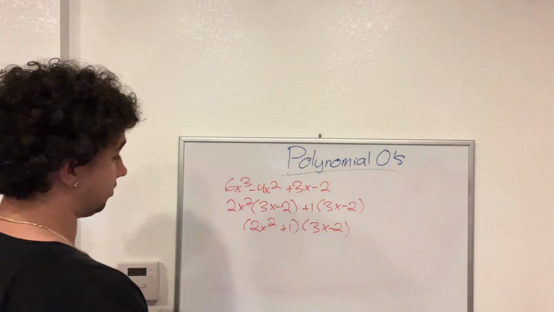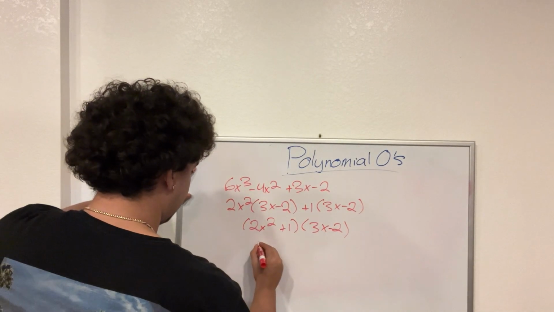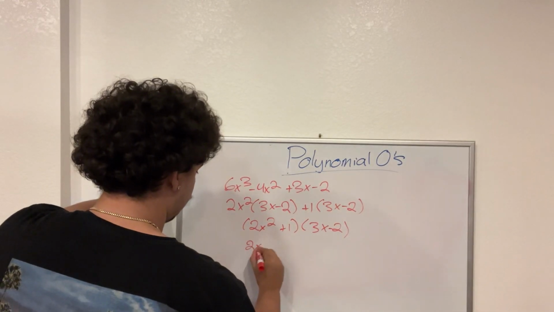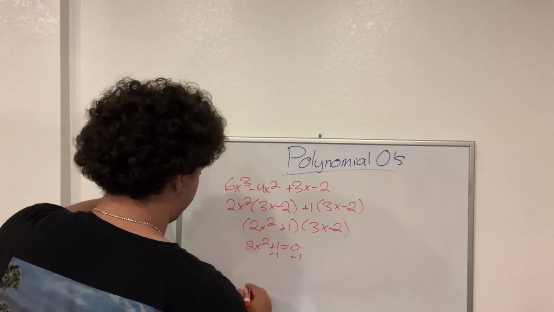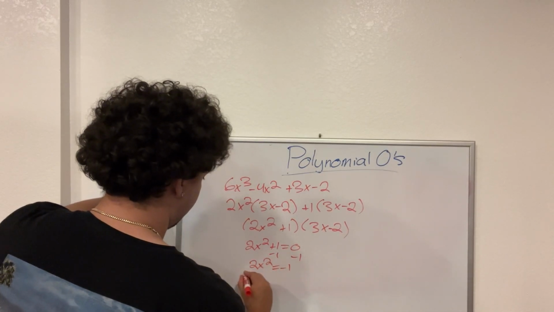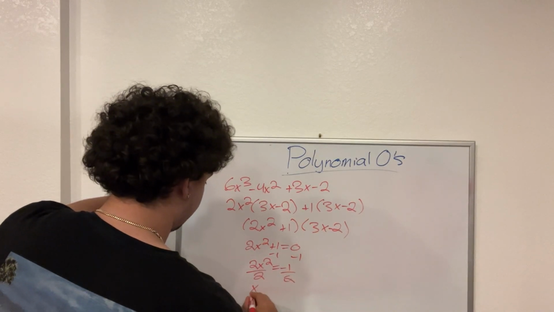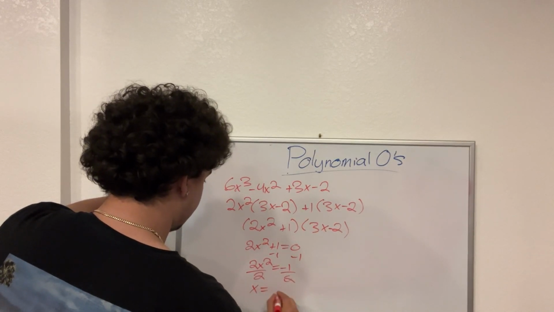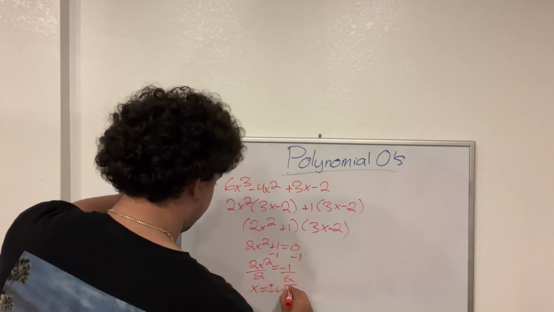So what I'm going to do is solve both of these separately. This one here is going to be 2x squared plus 1 equals 0. I'm going to subtract 1 from both sides, giving me 2x squared is equal to negative 1. I divide everything by 2. And then after I take the square root, I get x is equal to plus or minus i times the square root of negative 1/2.